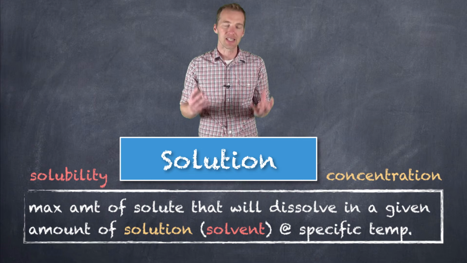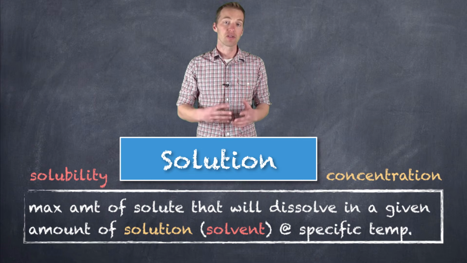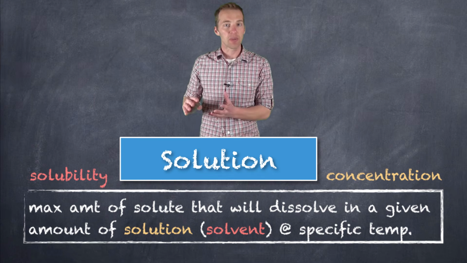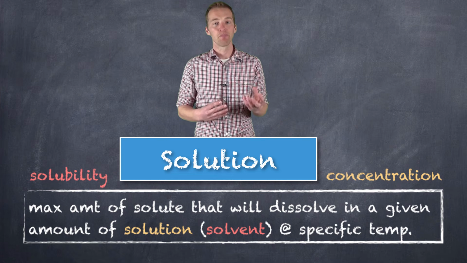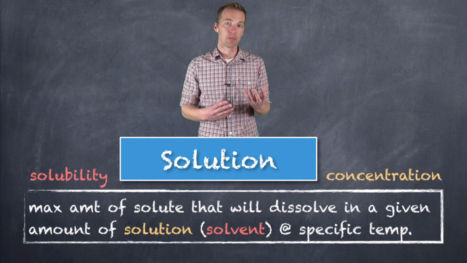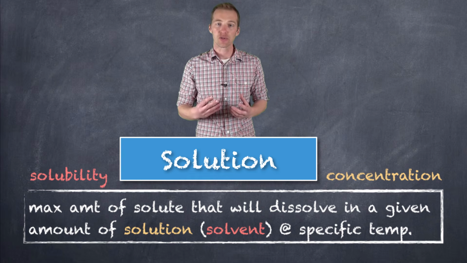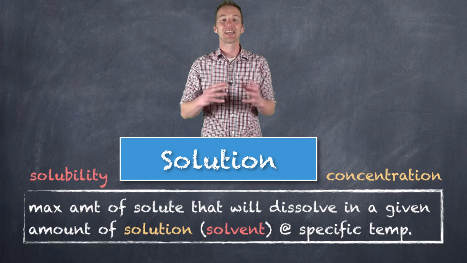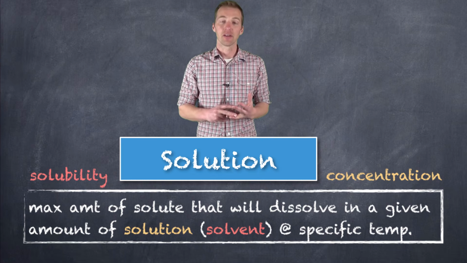Remember, the solution is the entire mixture, including both the solvent and the solute, whereas the solvent itself is different than the solute. So for example, if we were talking about solubility of table salt, it would be how much table salt or sodium chloride is in pure water, whereas if we were talking about concentration, it's how much table salt is in that entire mixed solution composed of both pure water and sodium chloride.